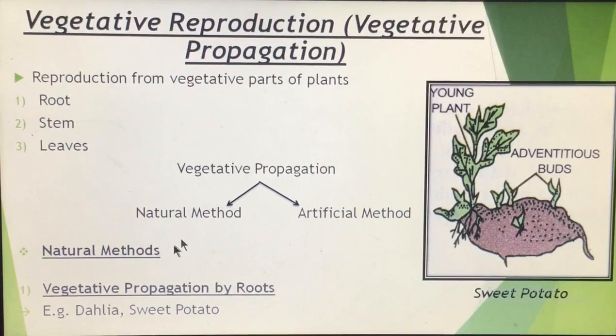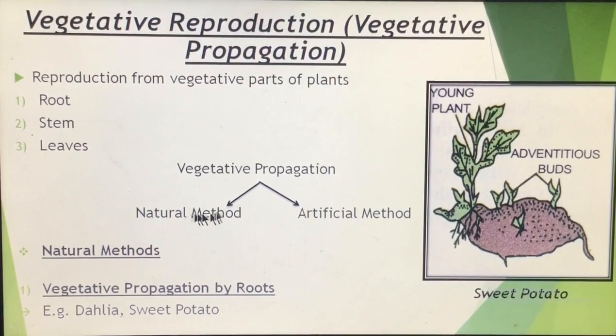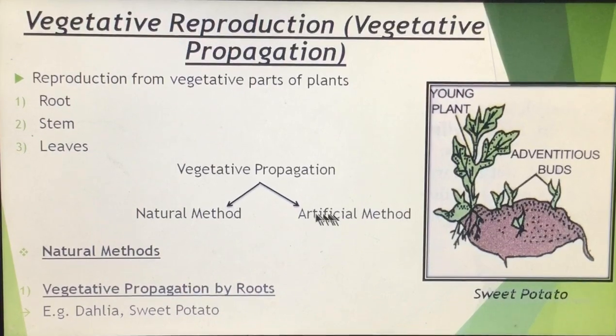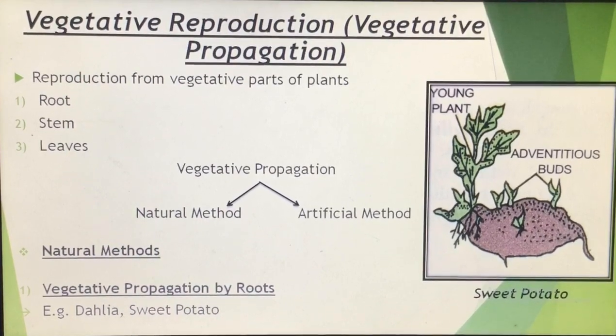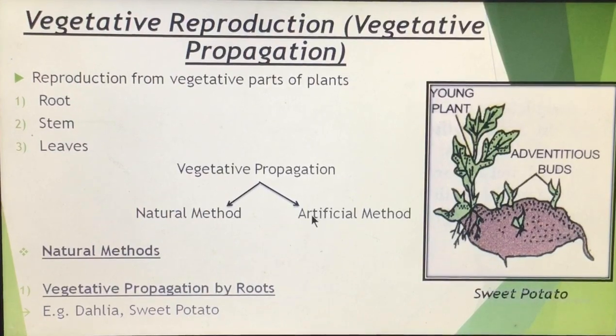One is known as a natural method of vegetative propagation which occurs naturally, and the other is known as an artificial method of vegetative propagation. In this artificial method, the human interference is essential. That means जो farmers हैं या हम लोग जो हैं, we are involved in the artificial method of vegetative propagation. First we will be talking about the natural methods of vegetative propagation.